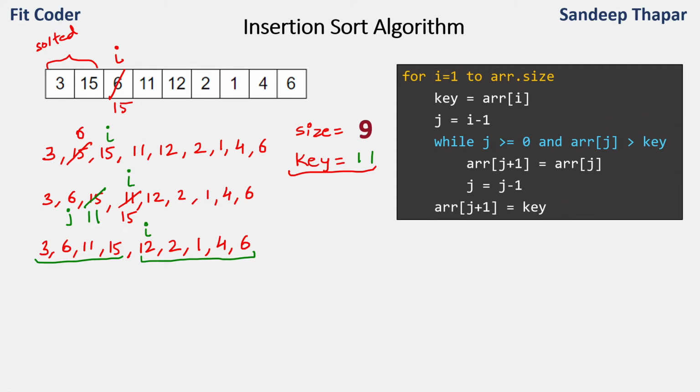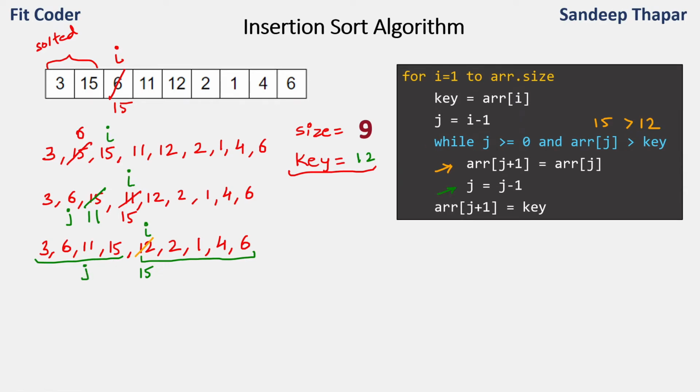So now in this step, key becomes array of i, which is 12, j points to 15, and in this while loop we'll compare array of j, which is 15, with the key, which is 12. So this is true. We'll set array of j plus 1 to array of j. So this 12 will be changed to 15 and j will be decremented by 1. So j will come at 11.